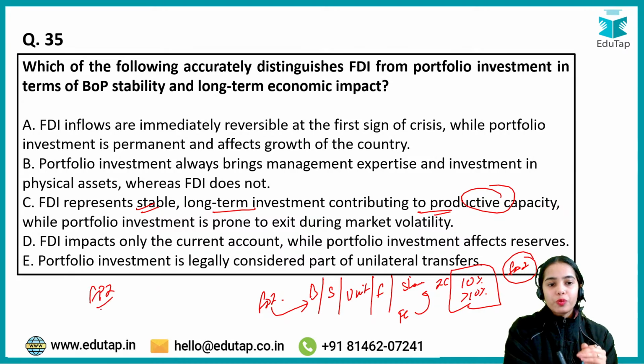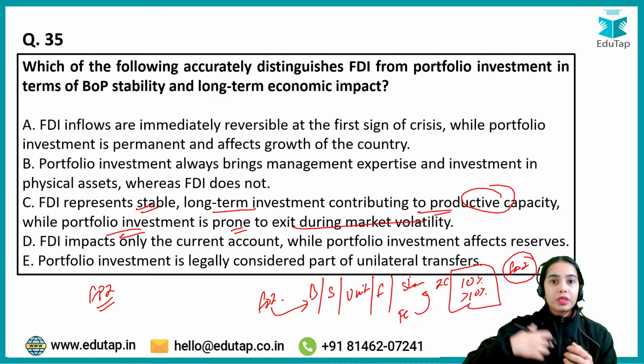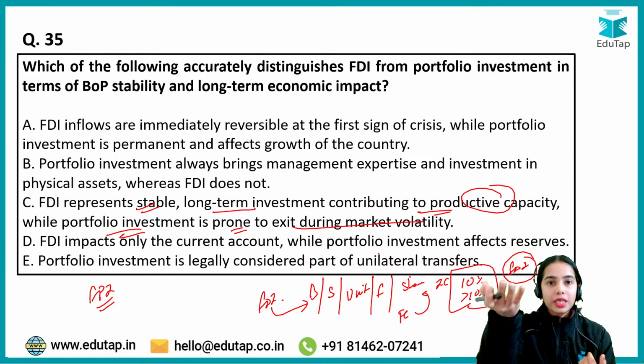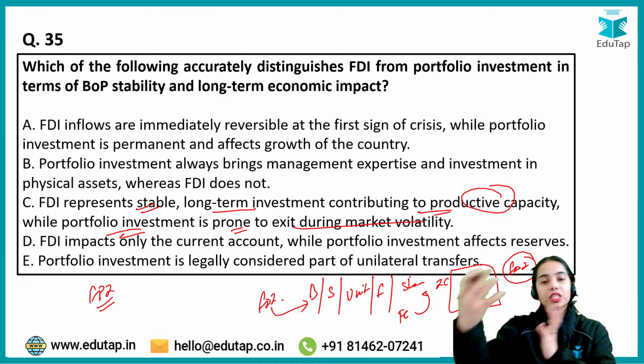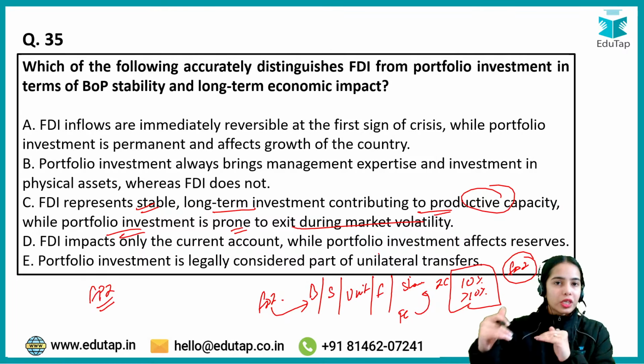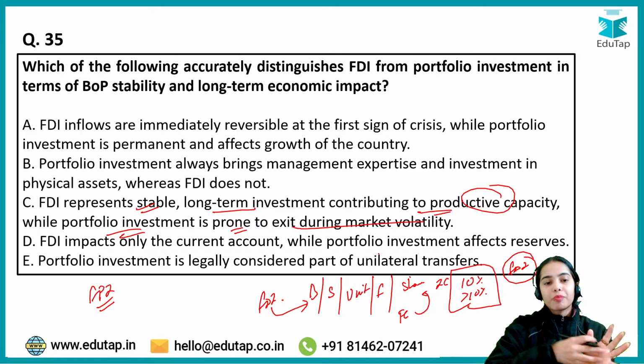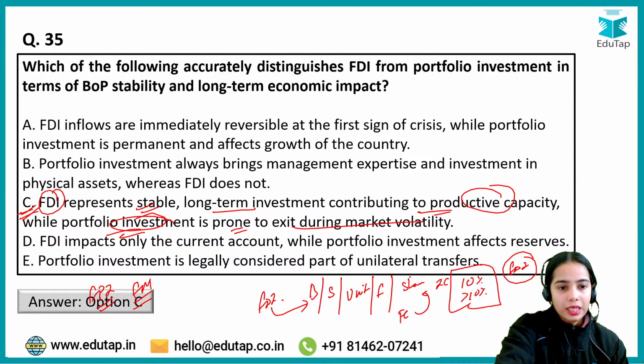FPI, portfolio investment, is prone to exit during market volatility. As soon as there is information that the dollar is rising, investors might invest more in dollars, or if there is market volatility, investors might be afraid and start taking their money out of the financial market, from bonds, debentures and such. So portfolio investment is more volatile, while direct investment is stable. So C is the correct answer.